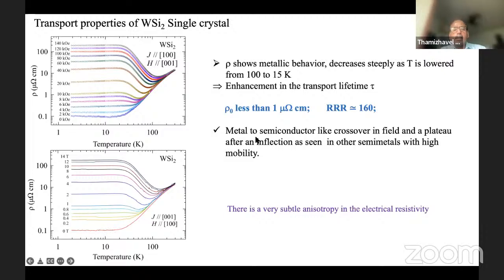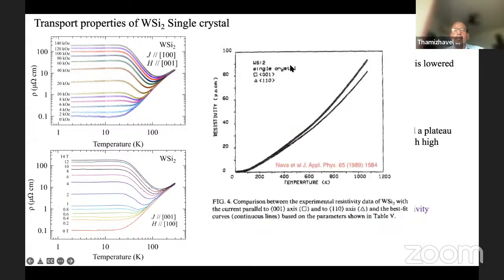And one of the other things is that there is very little anisotropy in the electrical resistivity. For example, for J parallel to 100 and J parallel to 001, at room temperature, the absolute value of resistivity is very close, about 15 microohm centimeter in both cases. One of the oldest studies also mentioned a similar thing. Here they measured the electrical resistivity up to 1000 Kelvin. At around 300 Kelvin, the anisotropy between the basal plane and the z-axis is very small.